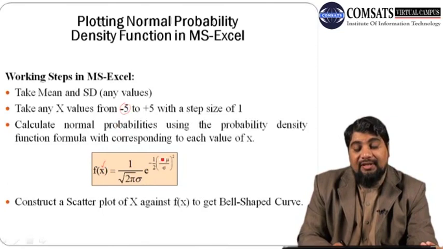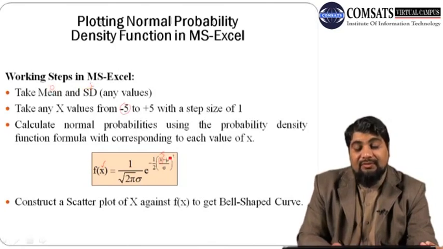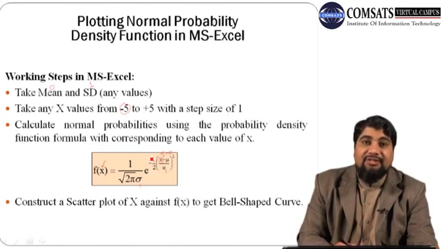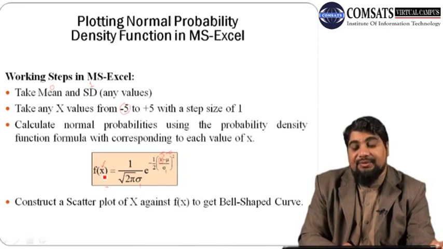So here replace x by -5, and suppose the mean is fixed at 0 and the standard deviation is fixed at 1. So -5 minus 0, and this sigma is 1, pi is a constant, e is also a constant. So you can simplify this expression. You can use a calculator or the MS Excel spreadsheet program to calculate the probability when x is -5.